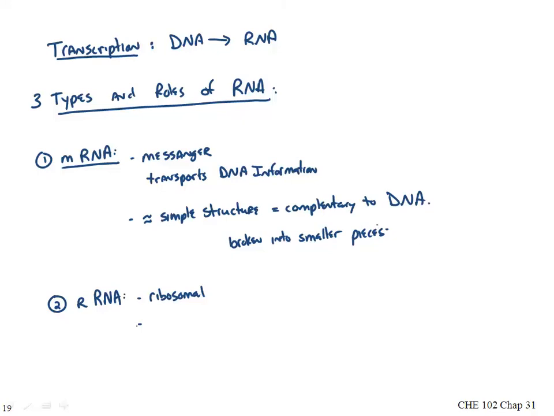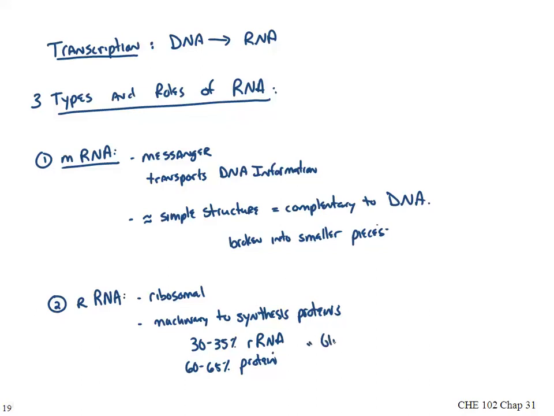So essentially what they are is the machinery to synthesize proteins. And we'll look at that process in some detail, not today, but Monday. They're about 30 to 35% rRNA and about 60 to 65% protein. So I kind of like to think about rRNA as the glue that holds the machine together, maybe.